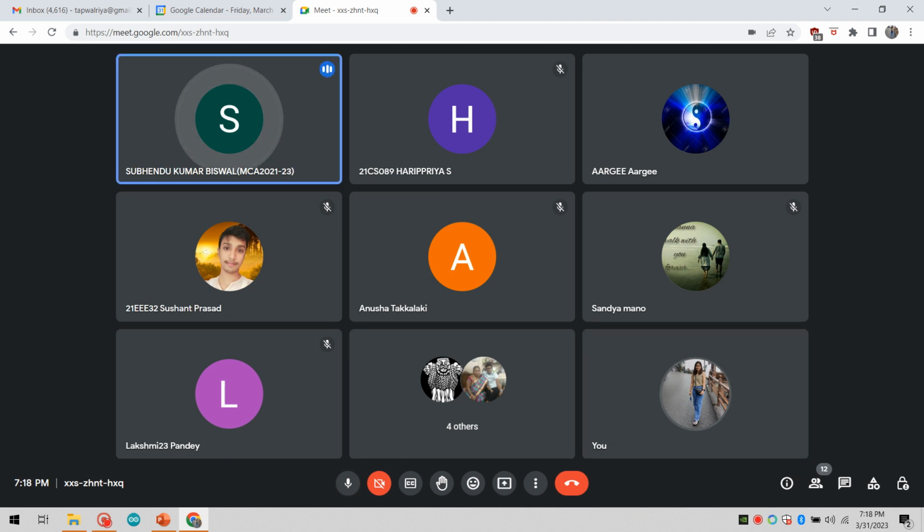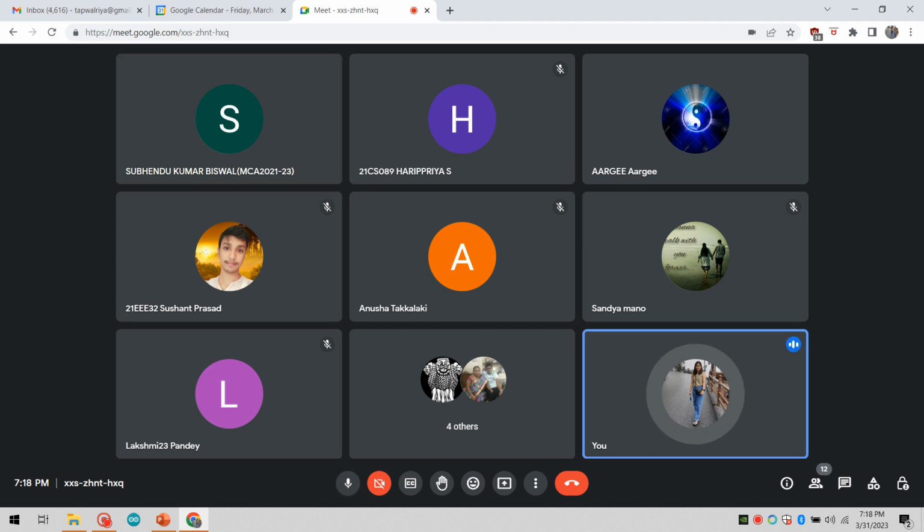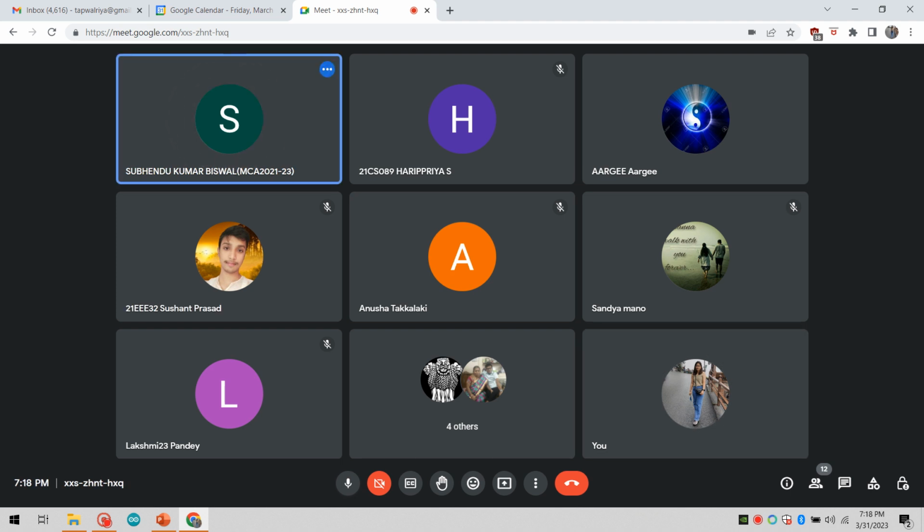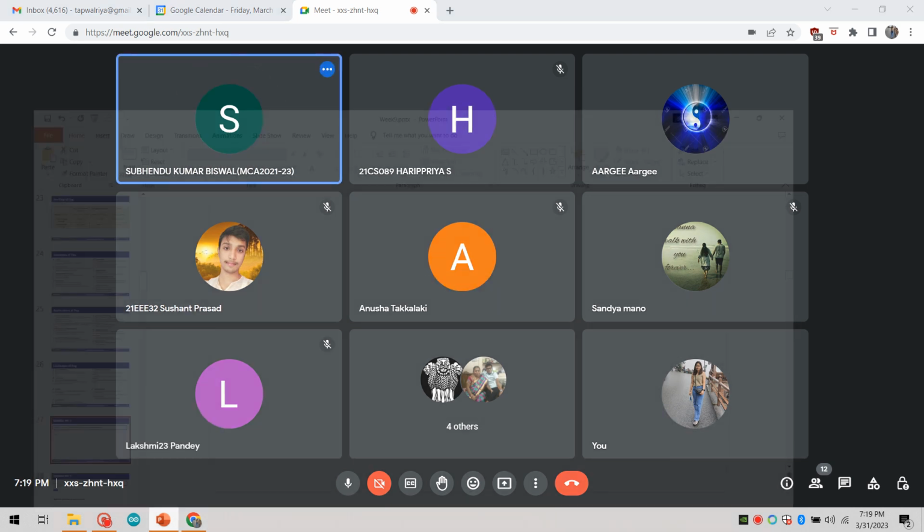Ma'am, please tell me the layers present in fog computing. In case of fog computing, there are three layers. One is the end layer, then the fog layer, then the cloud layer.